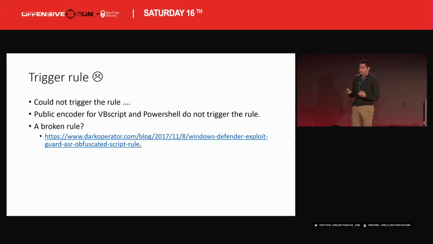Other common encryption was not detected either. And there was this article also by Doc Operator from 2017, where he tried everything, PowerShell stuff, and he never managed to trigger the rule. And in 2018, it was the same. So it could be useful, but I don't know. I don't need to bypass it because I don't trigger it.